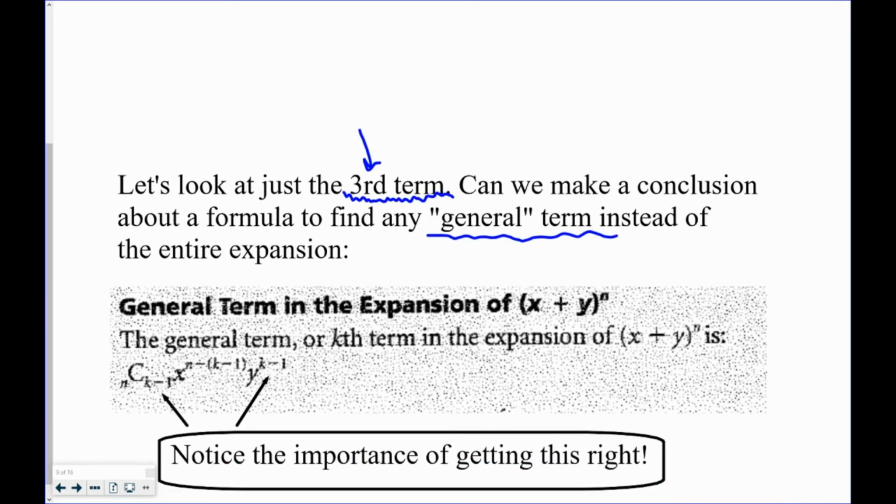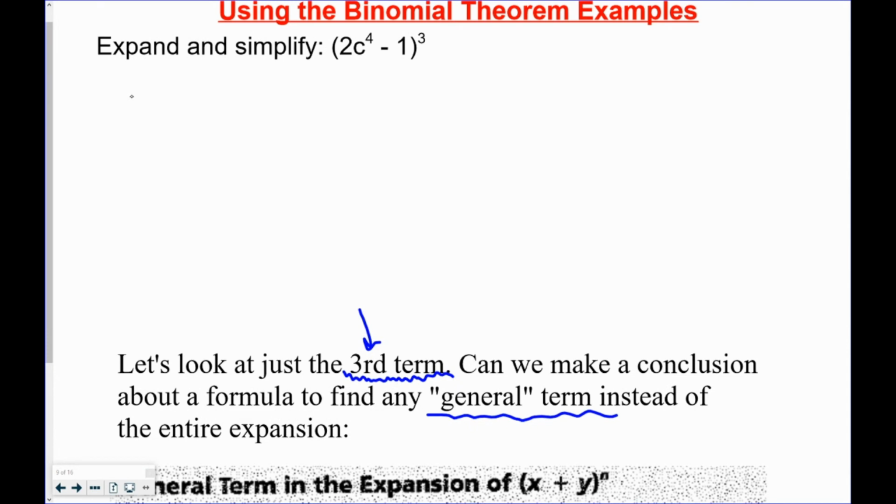So here it is, that same formula that I wrote out a moment ago using the k instead of t. If you go into math, you're going to get used to formulas and the variables in them changing constantly. So just get used to it. I think your formula sheet uses a different letter here, but it's the same formula. You should be able to apply it. So if I want to find term 3, k is whatever term I'm looking for. n is whatever the power is here. x and y are these terms. So x is 2c to the 4, and y is negative 1.